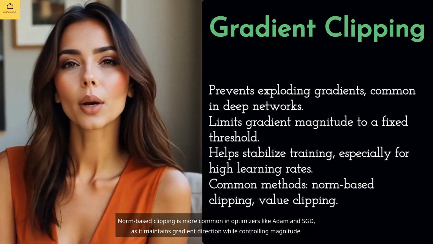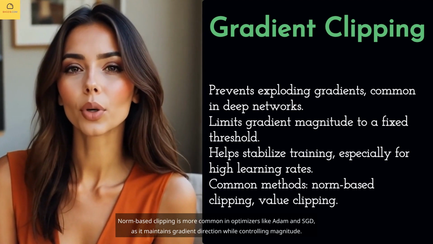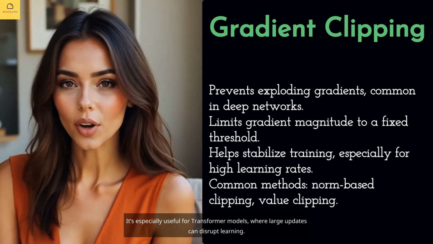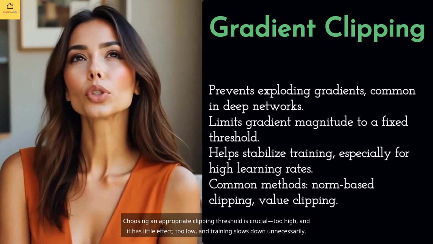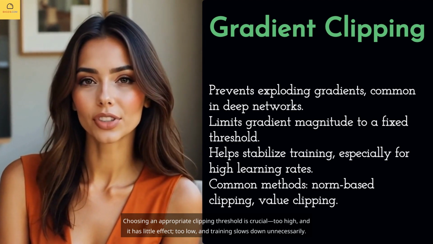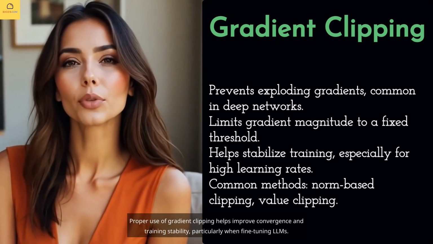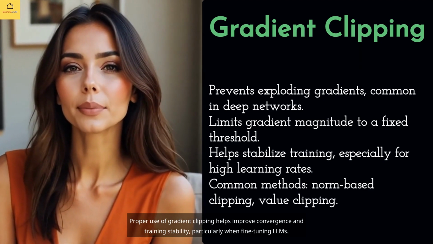Norm-based clipping is more common in optimizers like Adam and SGD, as it maintains gradient direction while controlling magnitude. It's especially useful for transformer models where large updates can disrupt learning. Choosing an appropriate clipping threshold is crucial. Too high, and it has little effect. Too low, and training slows down unnecessarily. Proper use of gradient clipping helps improve convergence and training stability, particularly when fine-tuning LLMs.